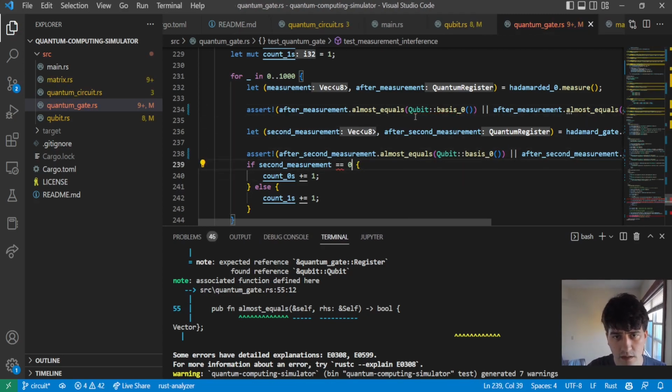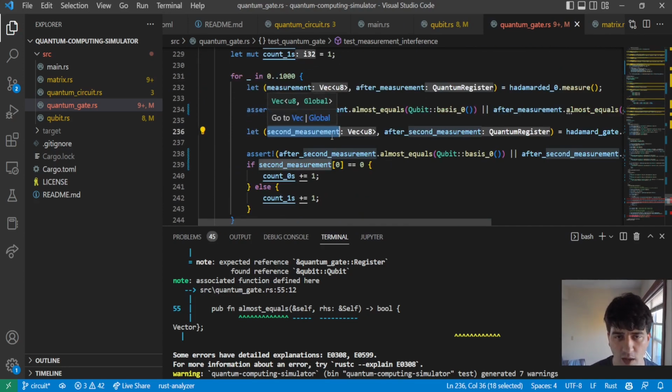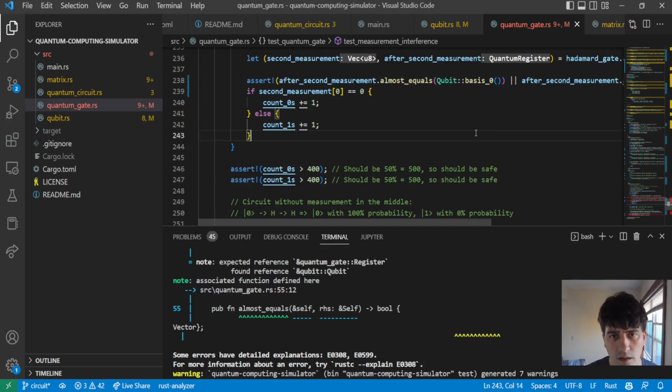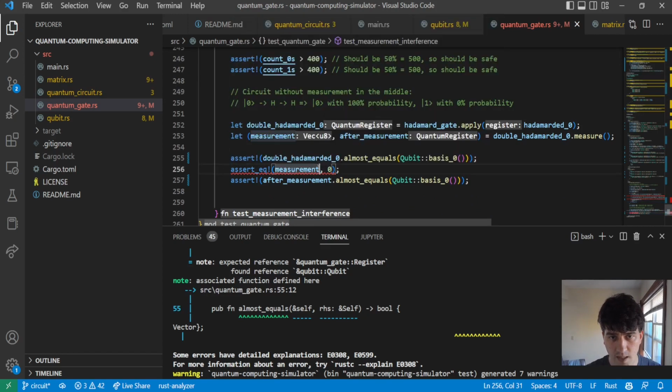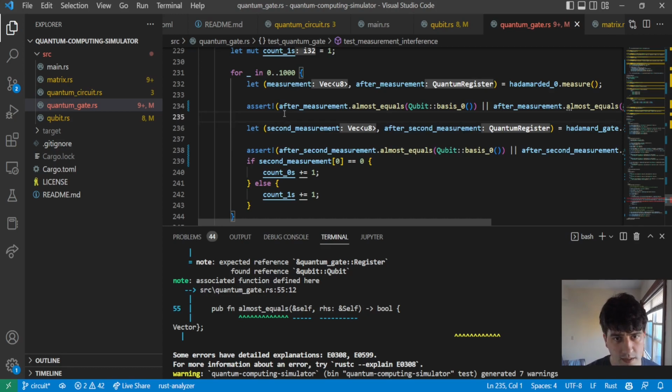I have a few more of these. And if second measurement equals zero, what is second measurement? It's a vec of U8. So this is just going to be a one column vector. So before this was just a qubit, now it's going to be a one qubit register. So we just index into the first element. Okay, my stream seems to be doing a little better bitrate wise, so hopefully it stabilizes. And likewise, here we just index into the first element.